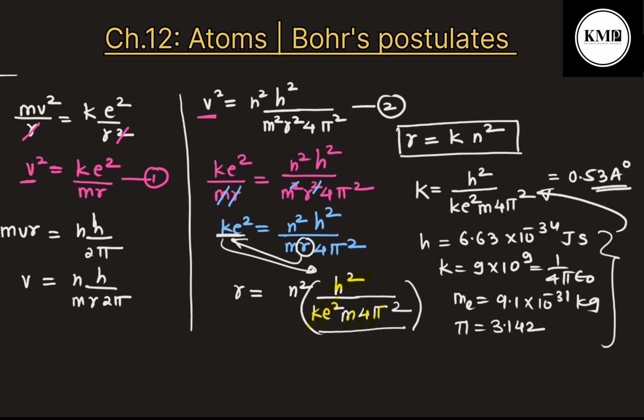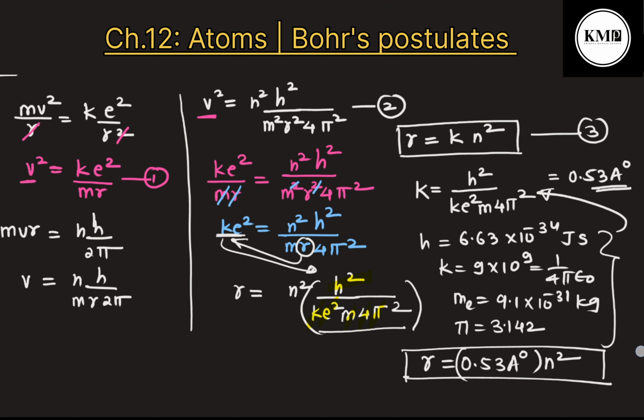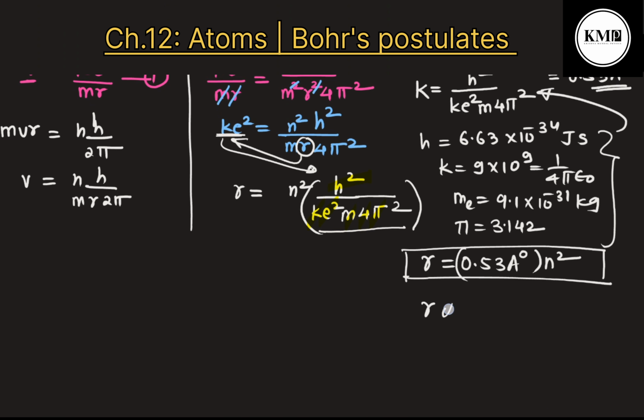So as a result, I can write this equation 3 as r is equal to 0.53 angstrom into n square. So we can say that r is directly proportional to n square, where r is the radius of the Bohr orbit and n is the principal quantum number.